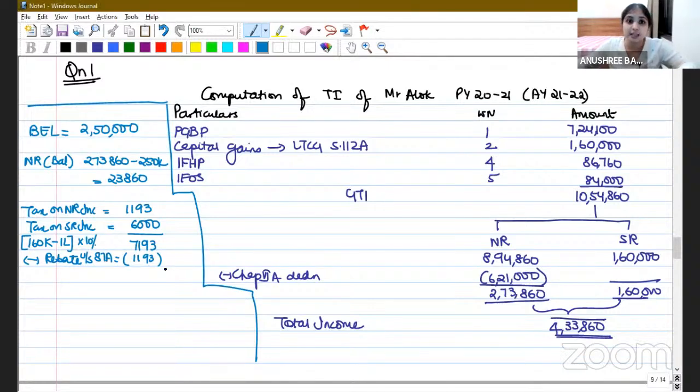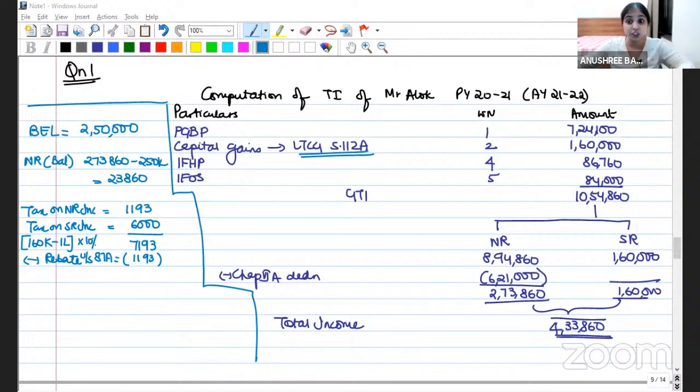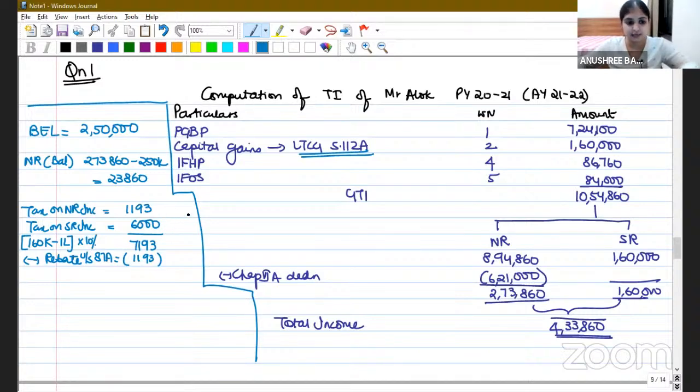Why only 1,193? What about the balance? I will subtract only 1,193 because rebate under 87A is not applicable to section 112A. Do you guys remember? Yes, rebate under 87A is not applicable to 112A. That is why this tax on 112A income I will not give as rebate, balance income alone, tax on balance income alone, I will allow as rebate. So this will be my balance tax. Obviously, no surcharge over here. I'll straight away add cess at 4%, which will be 240. Okay. So my total tax is going to be 6,240.